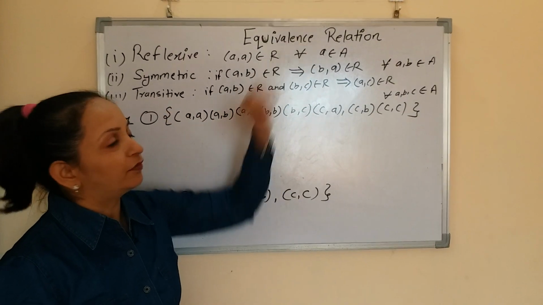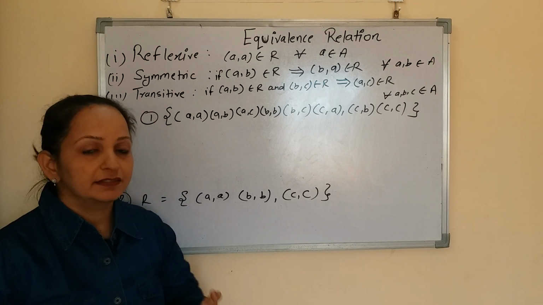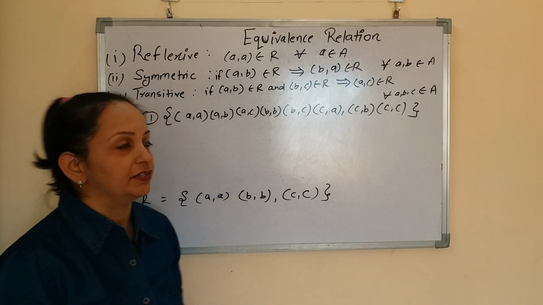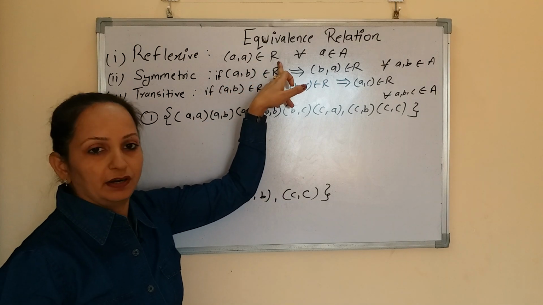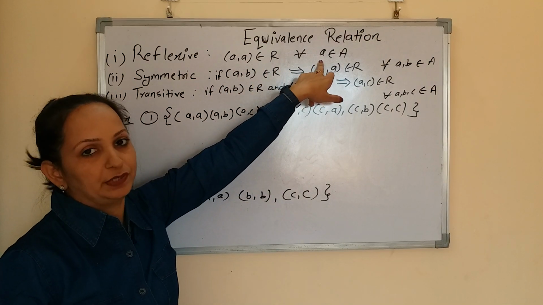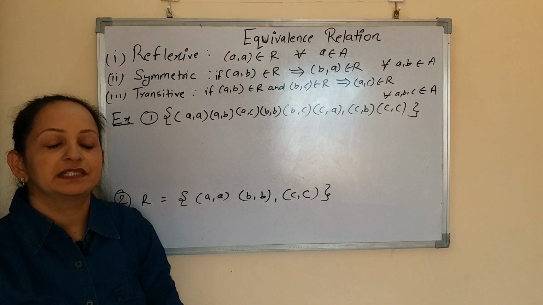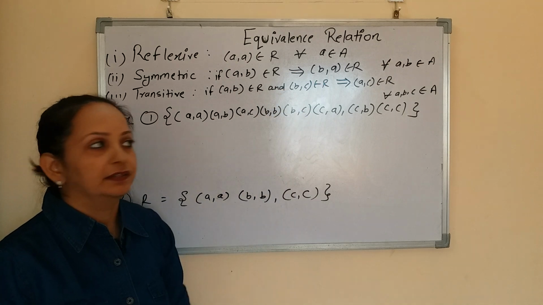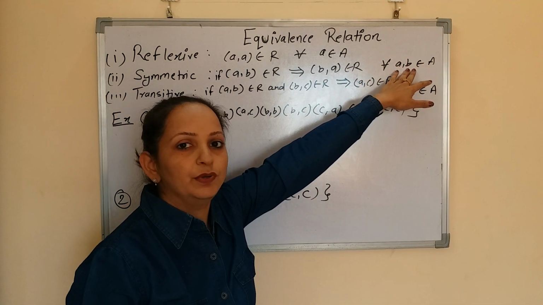The definition of equivalence relation says that a relation is equivalence if it satisfies three conditions. The very first condition is that it is reflexive, that means (a, a) belongs to R for all a belongs to capital A. And the second condition says that the relation must be symmetric. Symmetric is if (a, b) belongs to R, then (b, a) must belong to R for all a, b belongs to capital A.